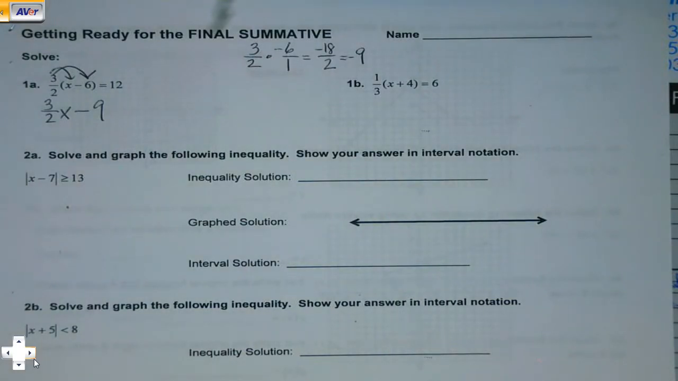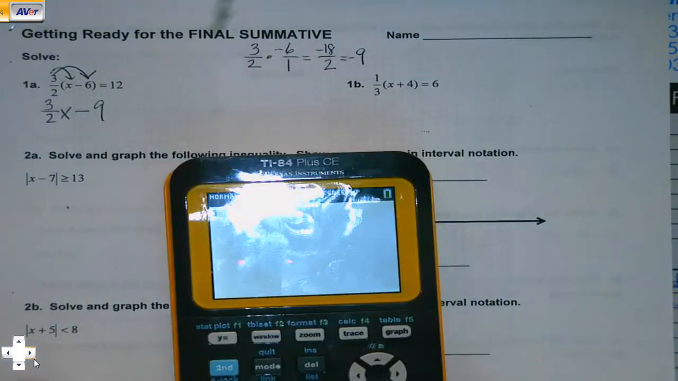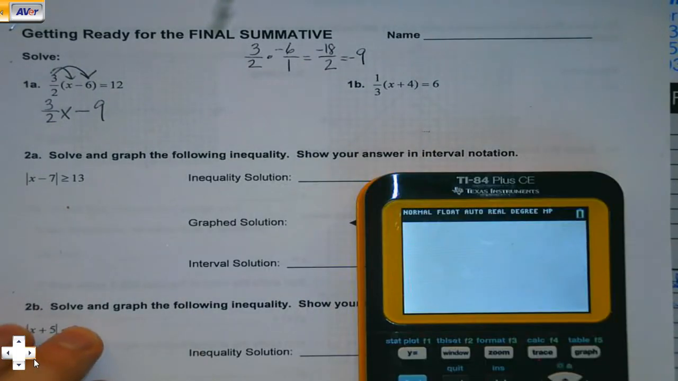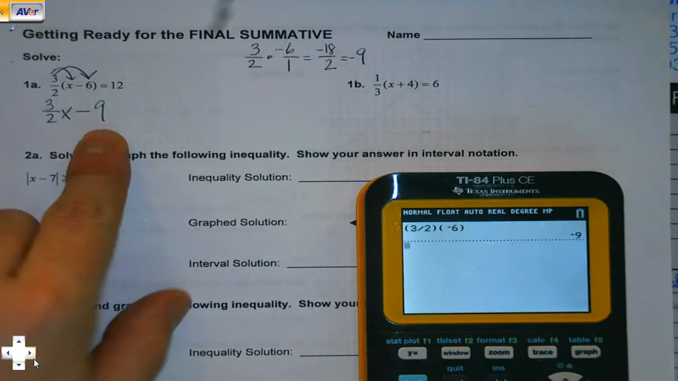The other way, of course, would be to punch it into the calculator. Now, the only issue, and we've seen this several times over the semester, the only issue that can come from punching it into the calculator is, I've got to make sure I remember to put the 3/2 in parentheses. Because if I don't, I'm going to get a different answer. Okay, so I can get my -9 that way as well.